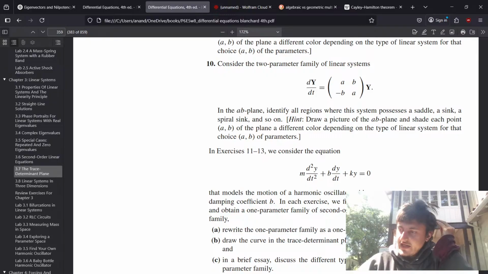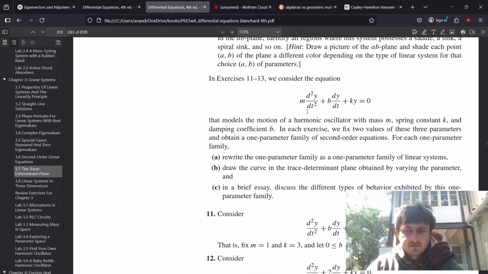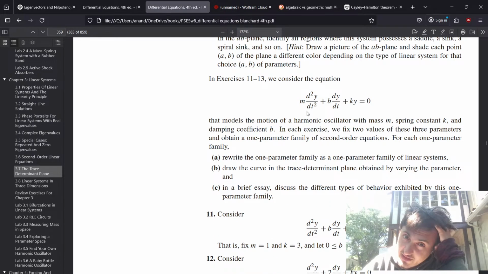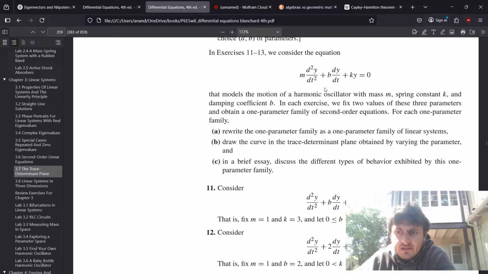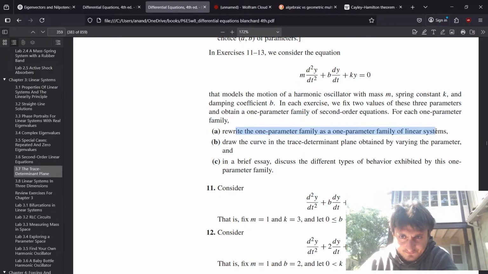All right, we'll look at 10, but I don't know if we need to do 10 if we do 9. Okay, in exercises 11 through 13, we consider the equation of the damped harmonic oscillator. In each exercise, we fix 2 values of these 3 parameters and obtain a 1-parameter family. Rewrite the 1-parameter family as a 1-parameter family of linear systems.